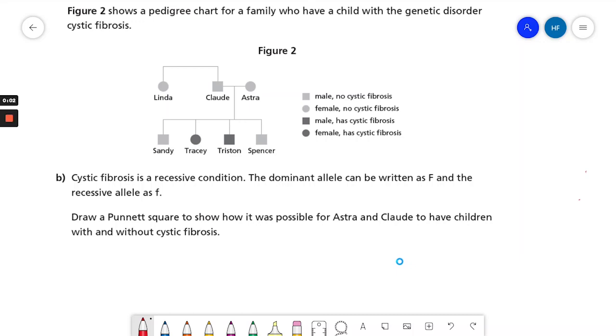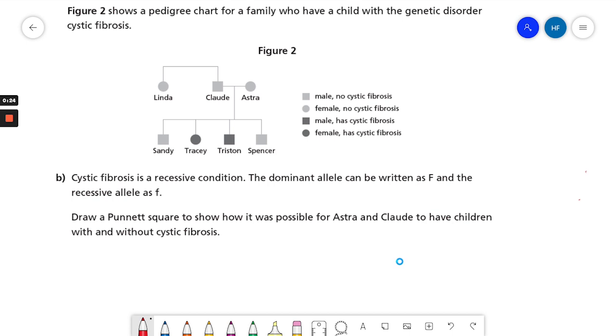Let's have a go at this exam style question, which is looking at patterns of inheritance. The question says, Figure 2 shows a pedigree chart for a family who have a child with the genetic disorder cystic fibrosis. And part B says, cystic fibrosis is a recessive condition. The dominant allele can be written as big F and the recessive allele as little f.